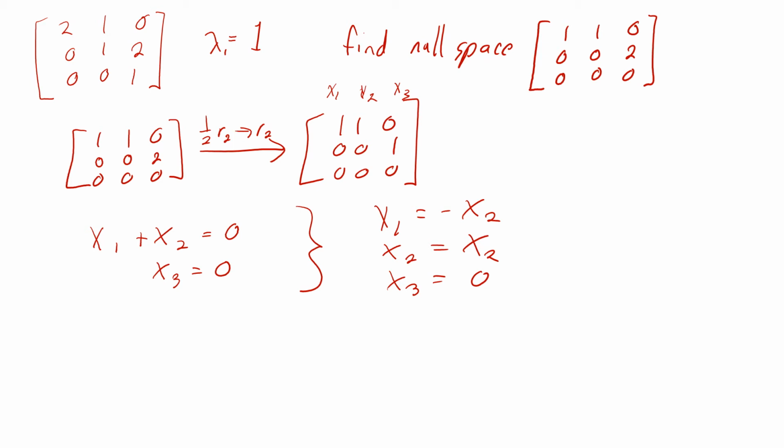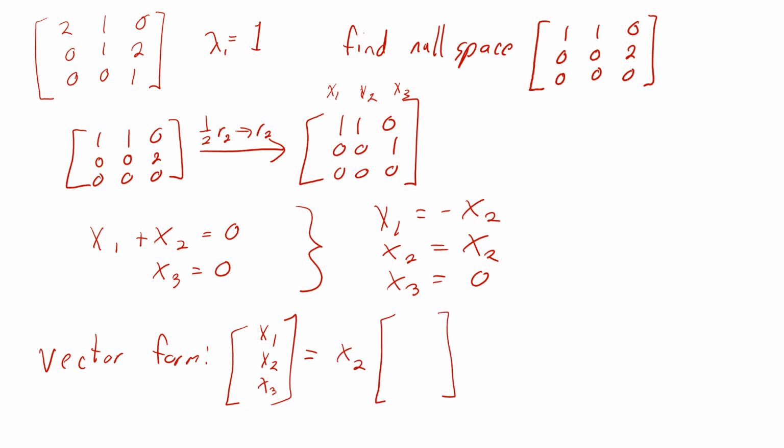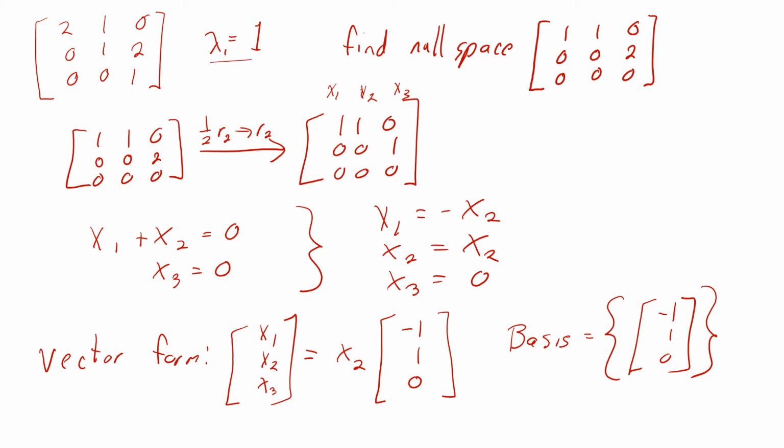So our vector form for the equation is x1, x2, and x3 equals x2 times something, since x2 is our only free variable. It's -1, 1, 0. That's our vector form. So our basis is -1, 1, 0. There's the basis for our first eigenspace. That is the basis for the eigenspace associated with the eigenvalue of 1.